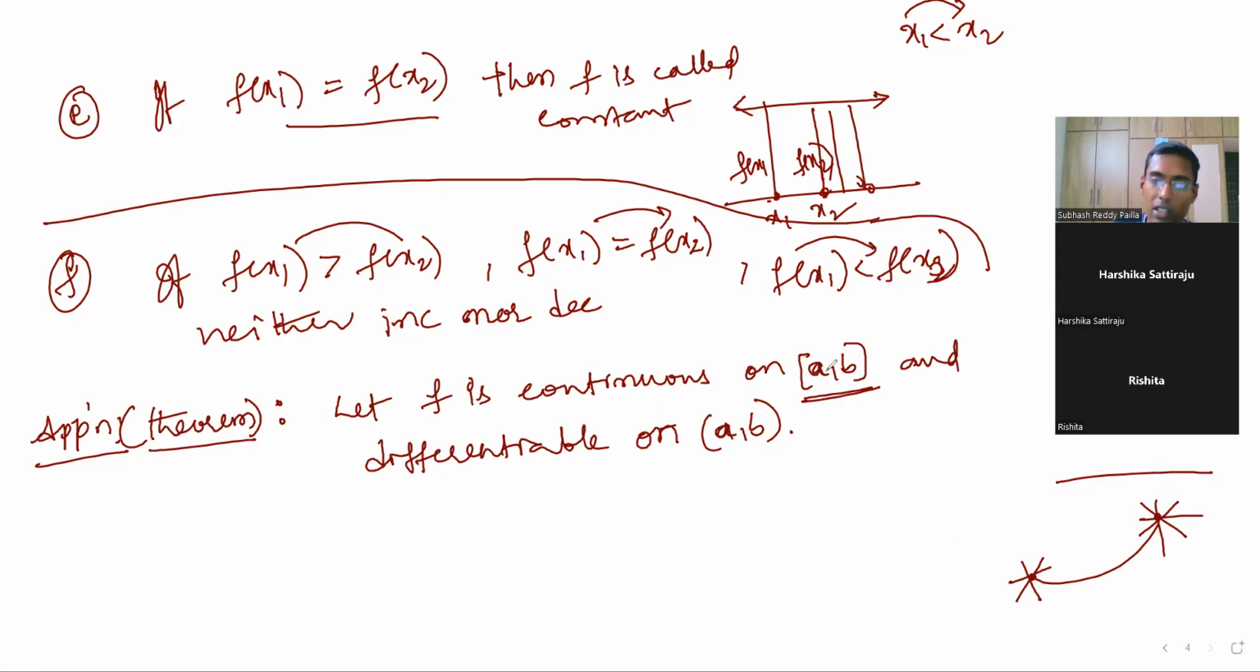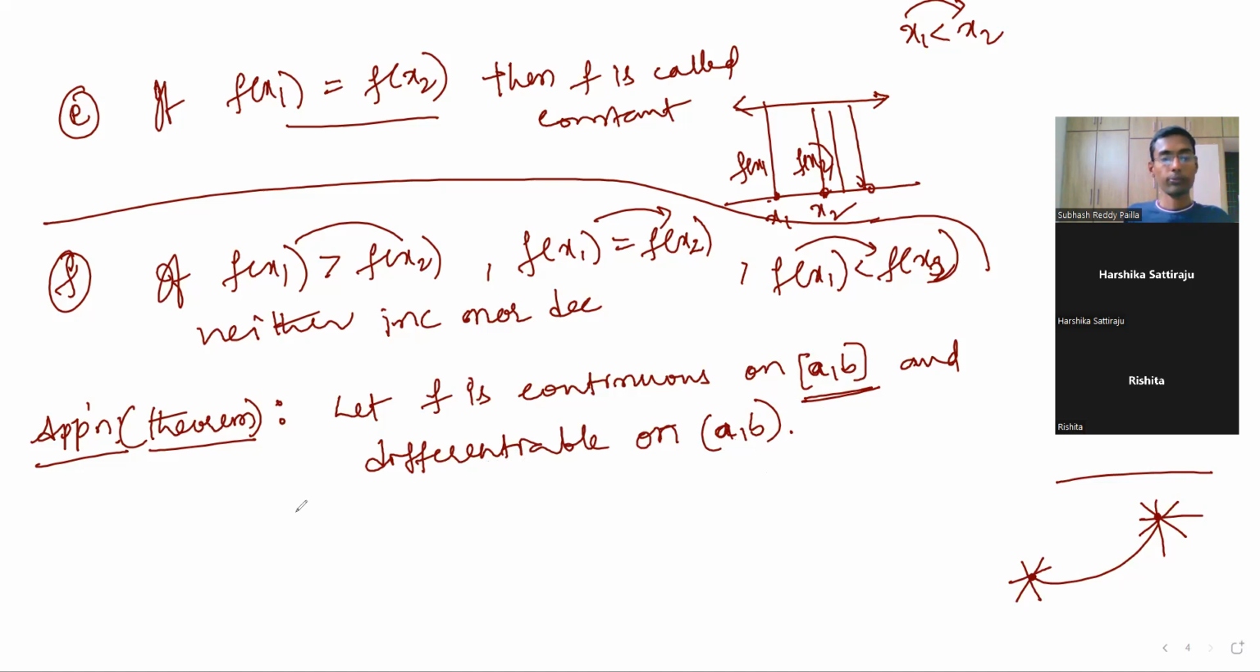So if f is defined in the interval a to b, we say it is differentiable in the open interval (a, b), because at the end points you can't draw the tangent. Therefore, we don't take end points when we say differentiable. So it is continuous on the closed interval [a, b] and differentiable on the open interval (a, b).